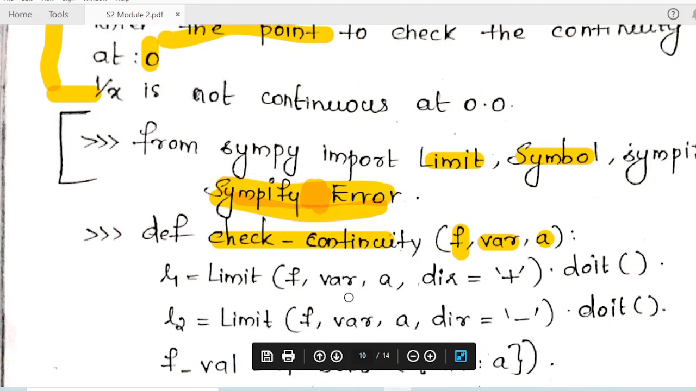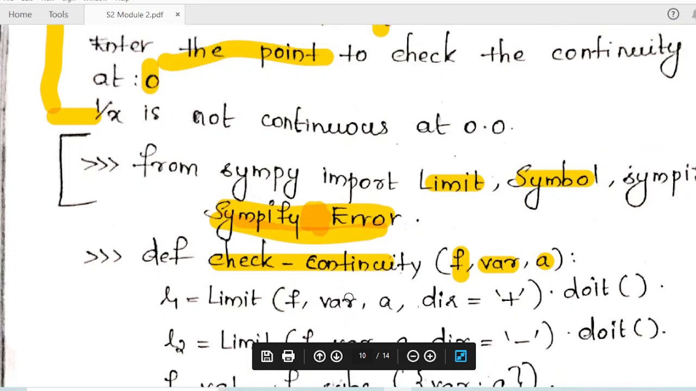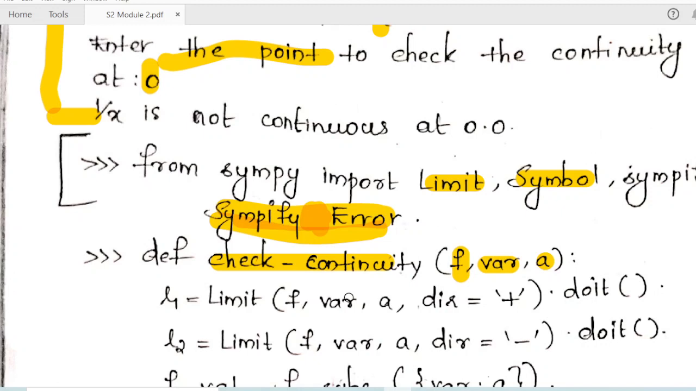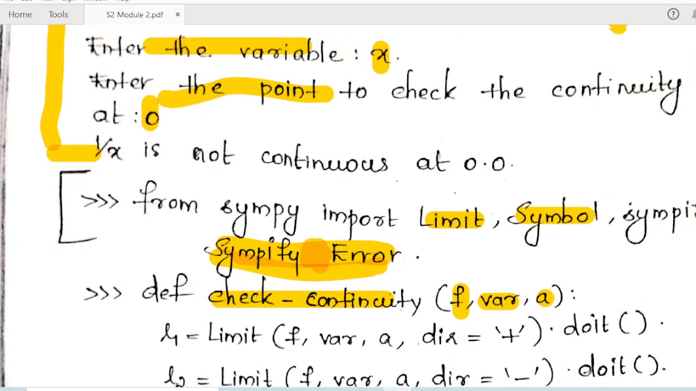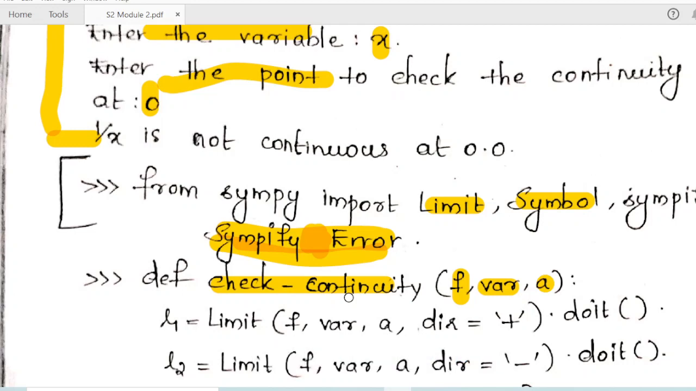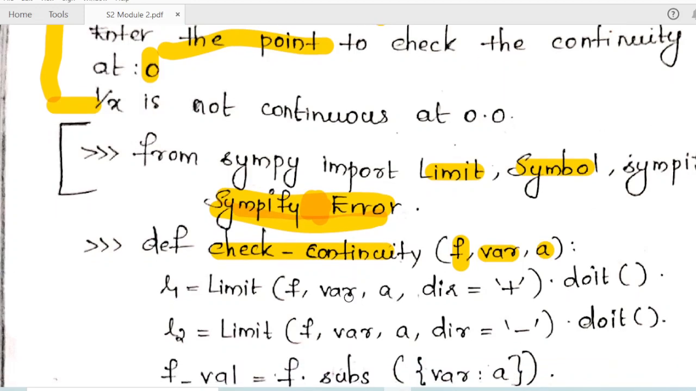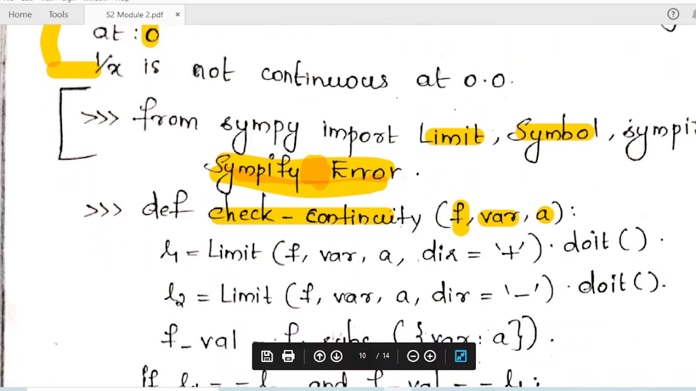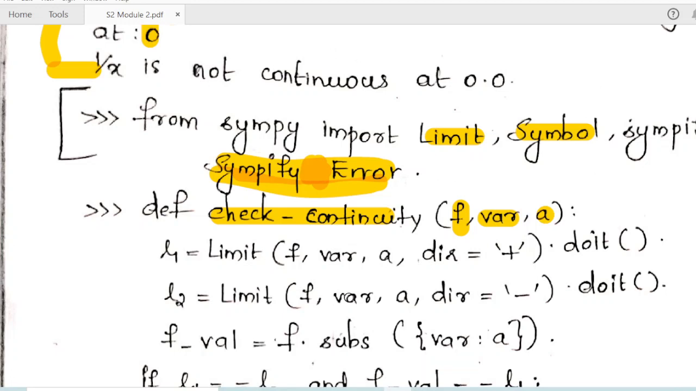Now let us see. Okay, now we already know how we have to check. How can we check continuity? To check continuity at a point, you will be finding the left limit and the right limit. If the left limit, the right limit, and also the value of the function at the point are all the same, then we say f is continuous. So here it works the same way.